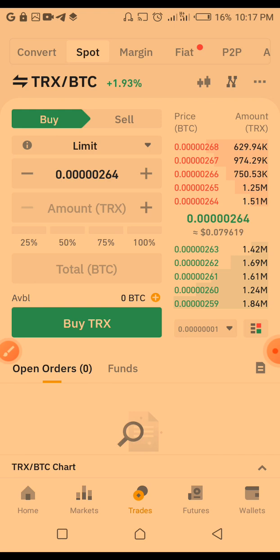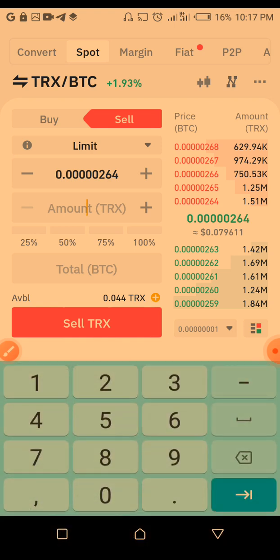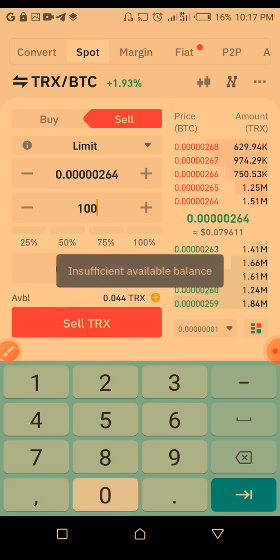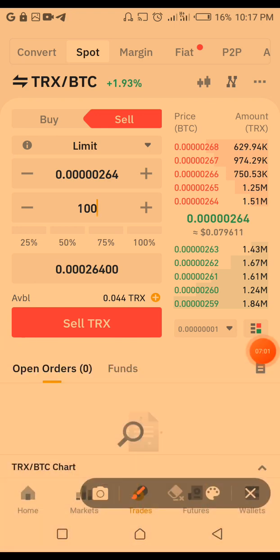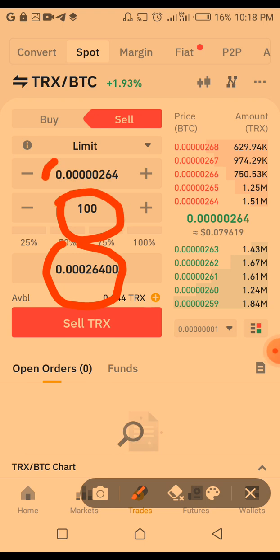So I've already explained buy to you, so we are going to click on sell. I'm going to click on sell right now. So let's say we have 100 TRS, or we want to sell 100 TRS, okay? So you can see the amount of BTC we are going to receive if we are selling 100 TRS at this particular market price, okay?